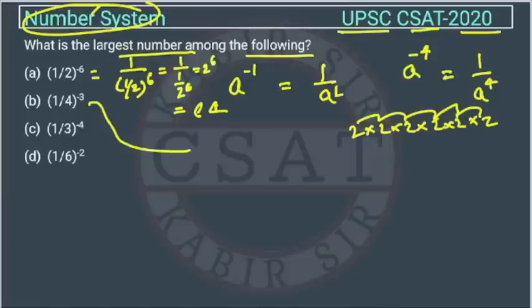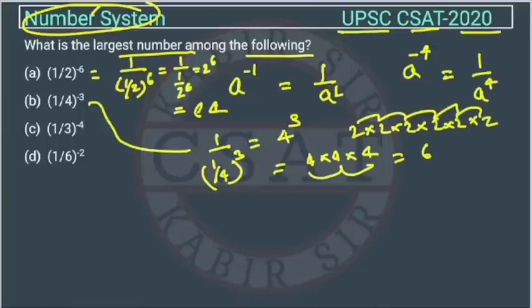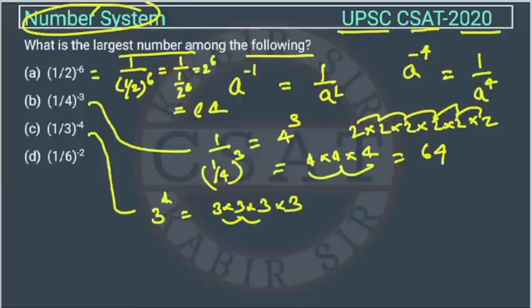Similarly we will do for this. So this will become 1 upon 4 to the power 3, right? So this will become 4 to the power 3. So this will be 4 into 4 into 4. This is 4 4s are 16 into 4. This is 64, right? Now similarly we can directly say this will become 3 raised to power 4, right? So this will be 3 into 3 into like this. So this is 9, 3 9s are 27, 27 3s are 81, and this will become 6 to the power 2. So this is 36.